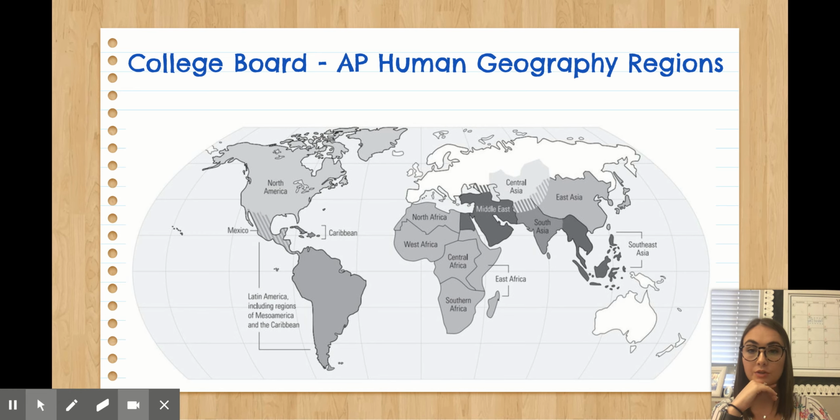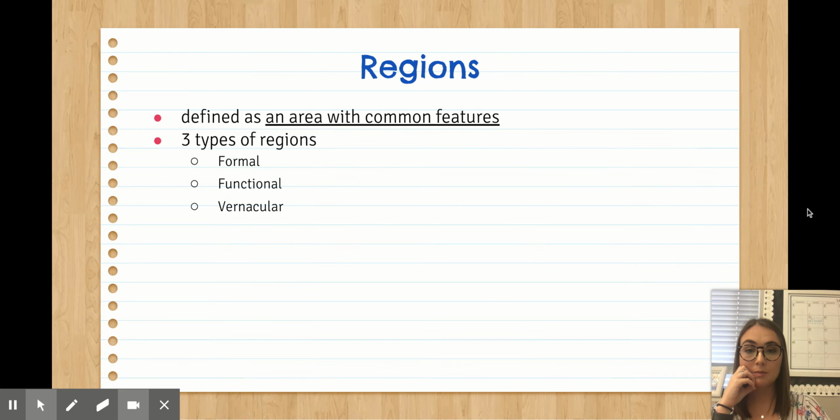The first thing I want to show you is the AP Human Geography regions. This is typically only used by AP Human Geography, but you should just familiarize yourself with these regions so that when we're talking about something and I have you read an article, if it mentions South Asia, you need to be able to know that it's talking about this part of Asia and not over here where East Asia is. And so it's going to help you with your mental map and kind of understanding where those things are in space. But where we're going to spend most of our time today is on the three types of regions.